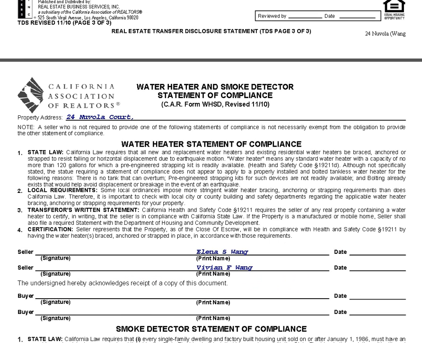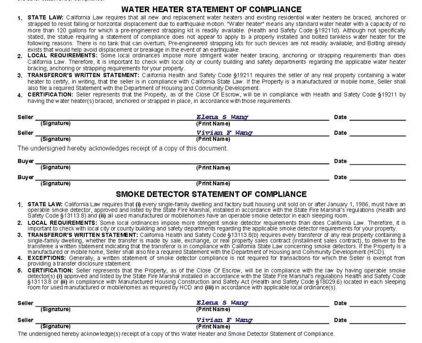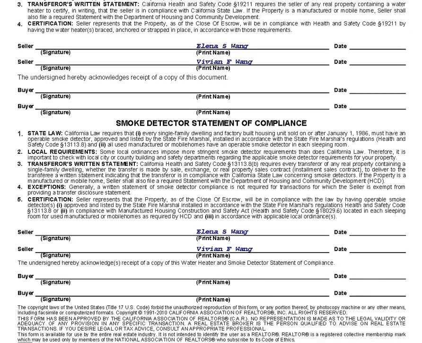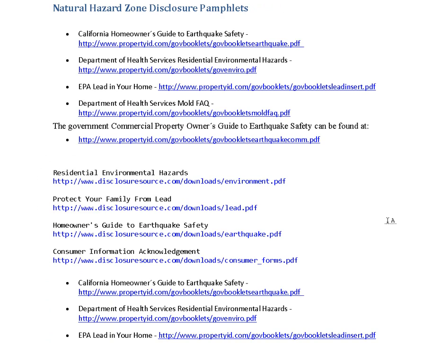And then one of the latter forms here is the water heater and smoke detector disclosure. You're disclosing that you've made the appropriate addition of smoke detectors that are necessary and strapped the water heater per earthquake code. And then the last form is the links for the buyer to download the forms mandated by the state of California for a buyer to have with regards to earthquakes, environmental hazards, etc.